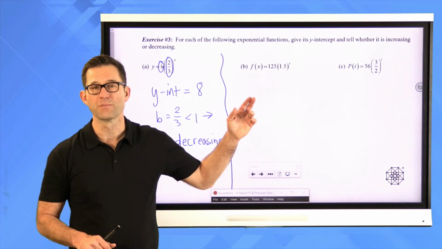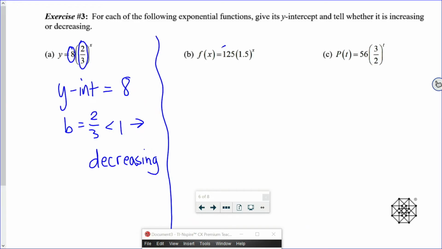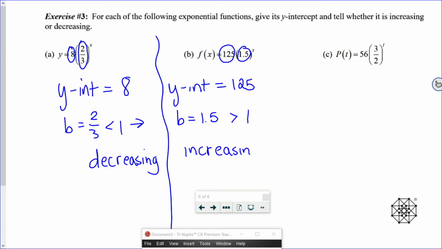All right, well, for this particular one, here's our y-intercept. So our y-intercept is equal to 125. On the other hand, our base is equal to 1.5, which is greater than 1, and therefore this is increasing. All right. In our last problem, I didn't get very original here now that I look at it.